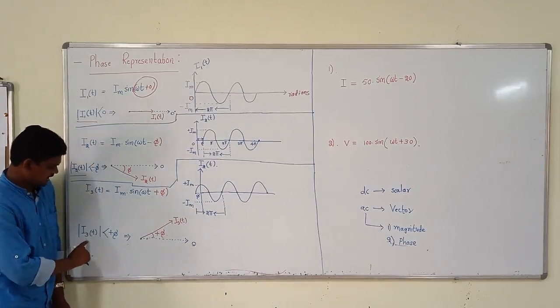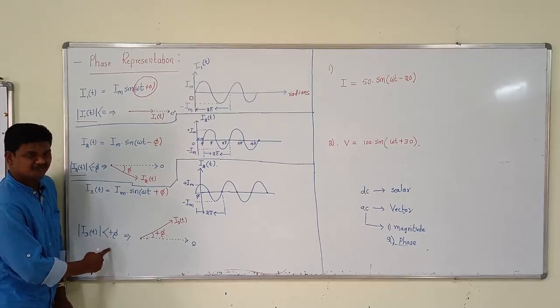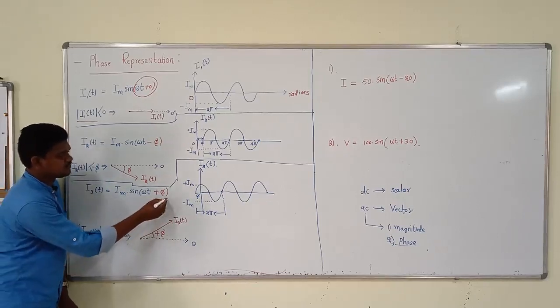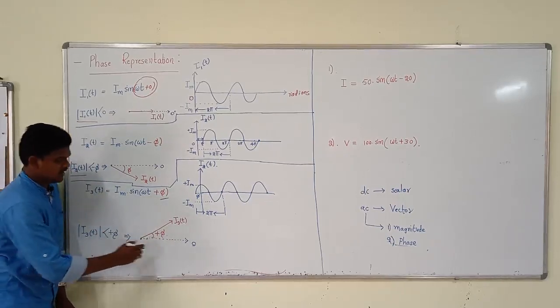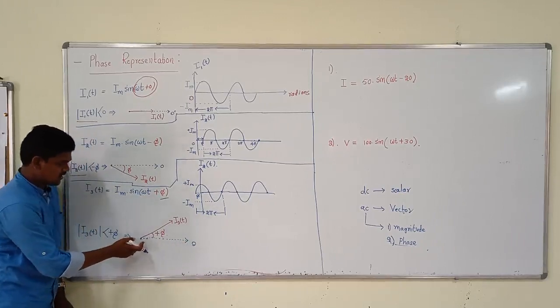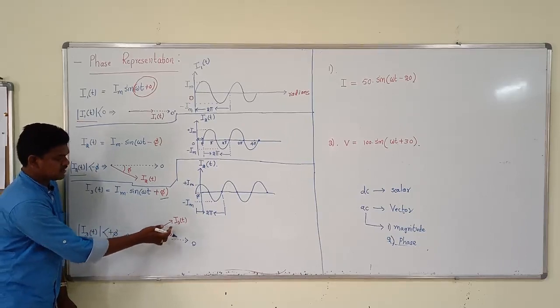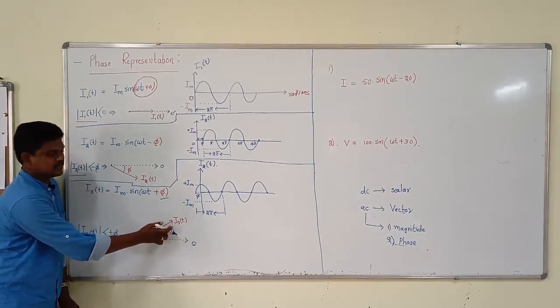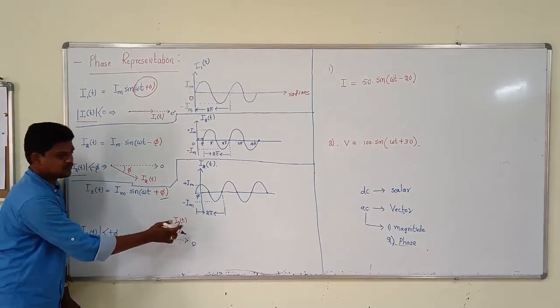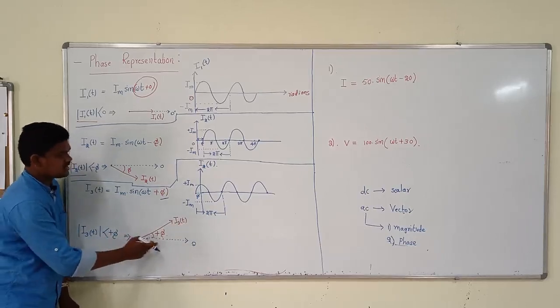I3 of t has some magnitude, and I3 of t has some phase, and that phase is plus phi. So I am writing this plus phi. Again we have the 0 reference vector. Plus phi means up. So with plus phi, the current is I3 of t. So this is the representation.